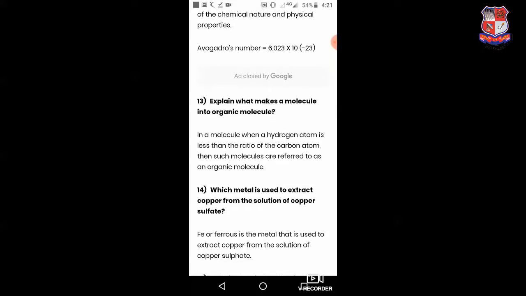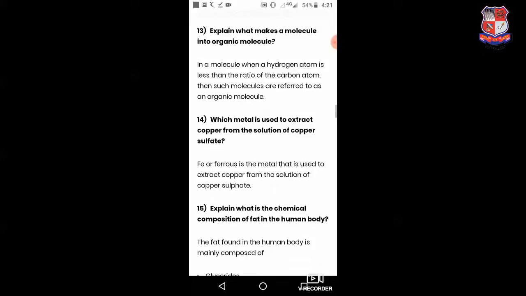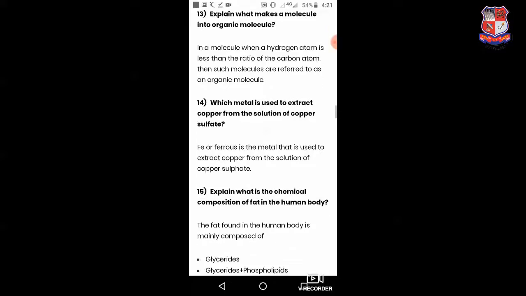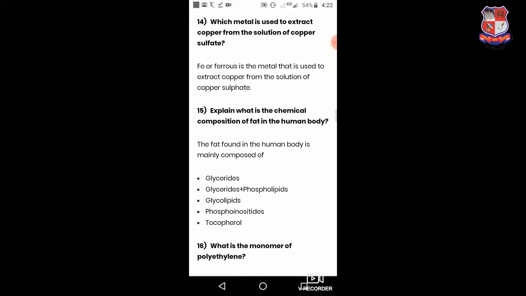Explain what makes a molecule an organic molecule. In a molecule, when the hydrogen atom count is less than the ratio of the carbon atoms, then such molecules are referred to as organic molecules. Which metal is used to extract copper from a solution of copper sulfate? Fe, or iron, is the metal that is used to extract copper from a solution of copper sulfate.